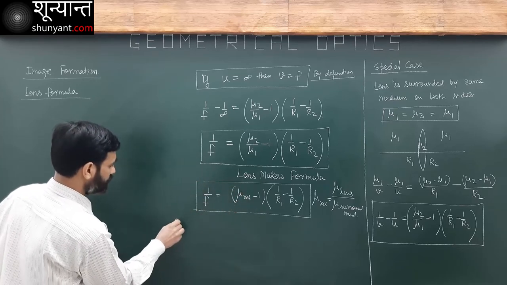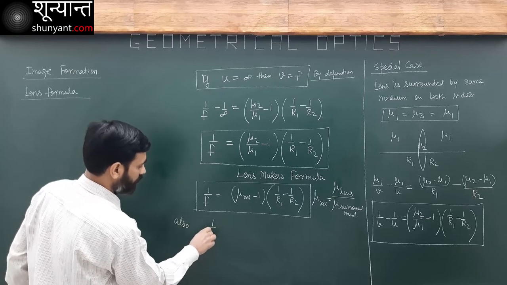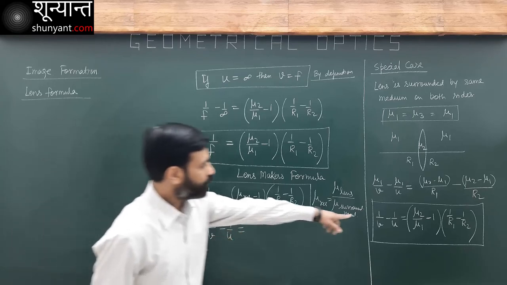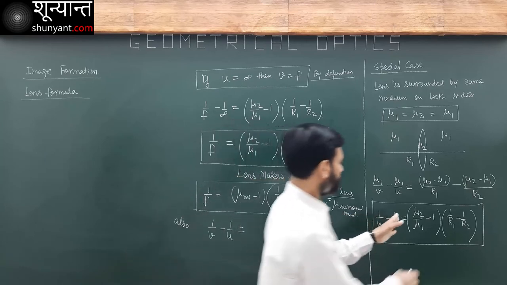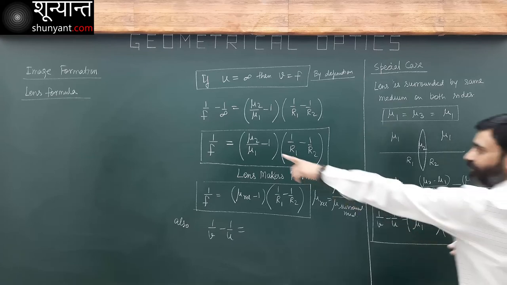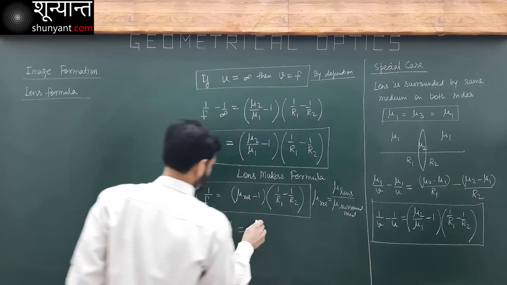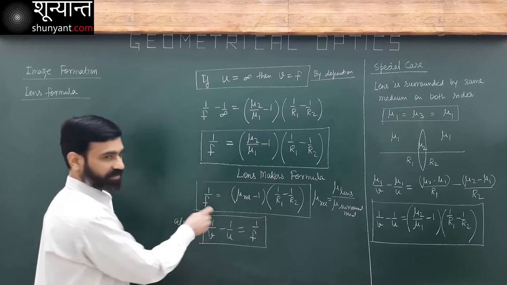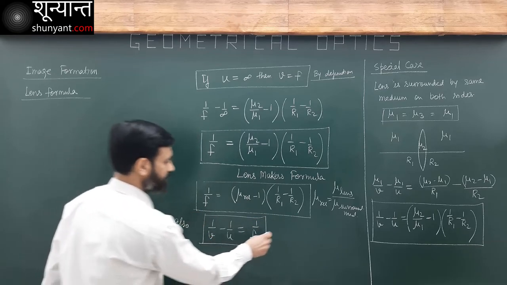Now also, 1 over v minus 1 over u is equal to this whole thing. And what is this whole thing? This whole thing is equal to 1 over f. What is this? This is the Lens formula.